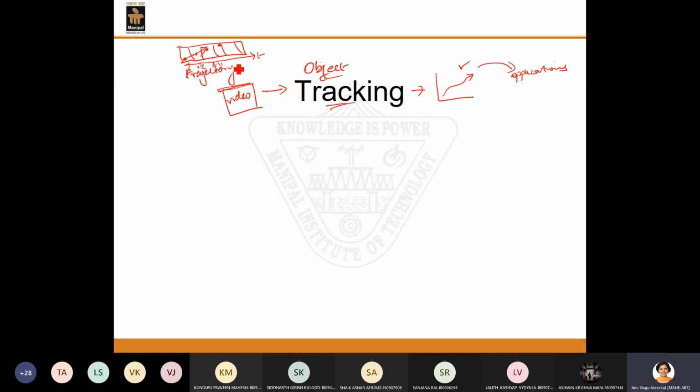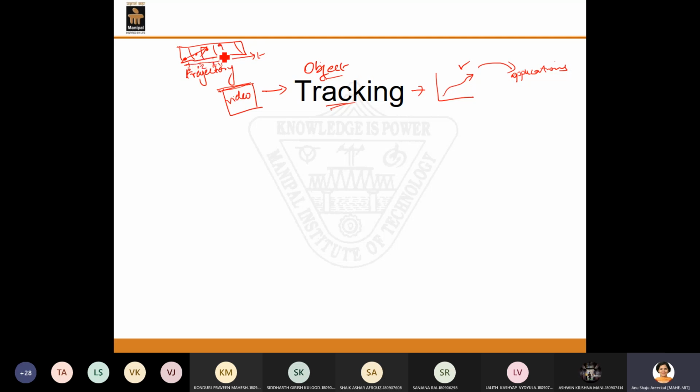Just to give you an example, a video can be thought of as having a set of images which are stacked together along the time axis, or the temporal axis. As I said earlier, once the object has been detected in the first frame, you're then trying to track that object in the subsequent frames and see how exactly it is moving as the video is progressing.